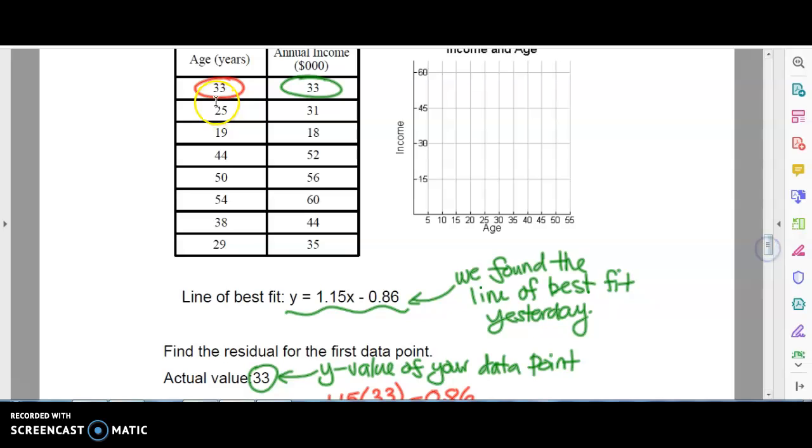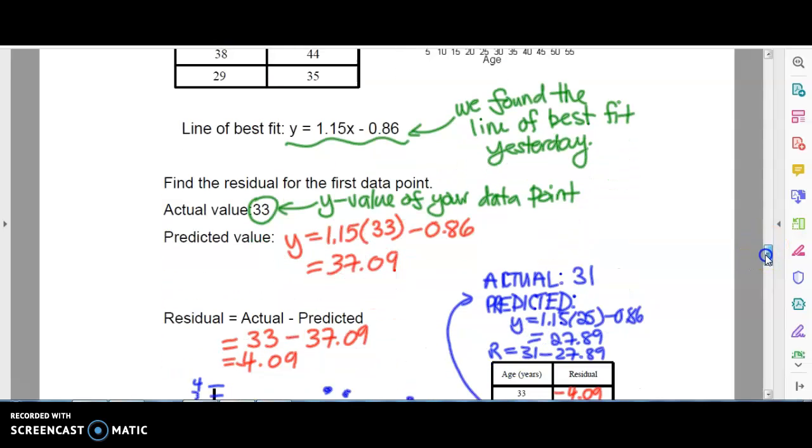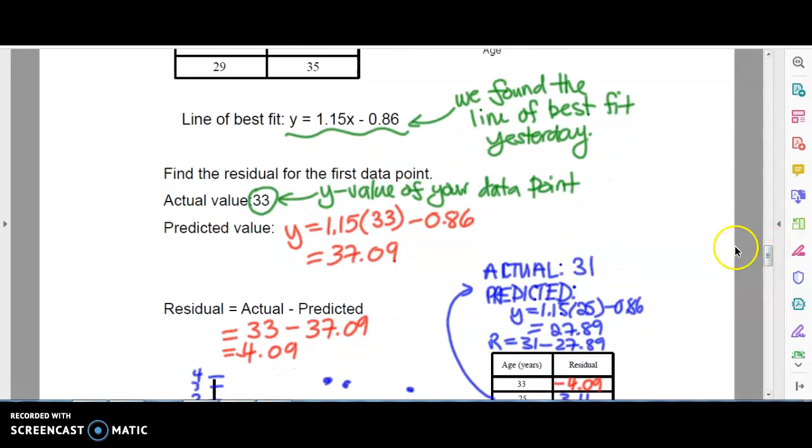So the first data point, our age is 33, our x value is 33, and the actual value would be 33,000. Okay, what is the predicted value? Well, then we plug in the age of 33 for x, and it tells us the line of best fit would tell us the predicted value of 37.09. Okay, so there's the predicted value. What was the actual value? 33.